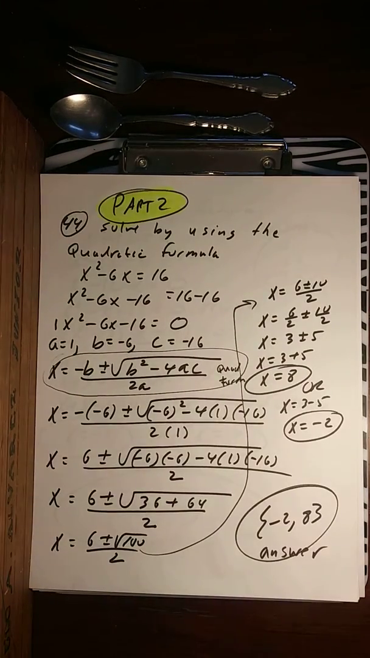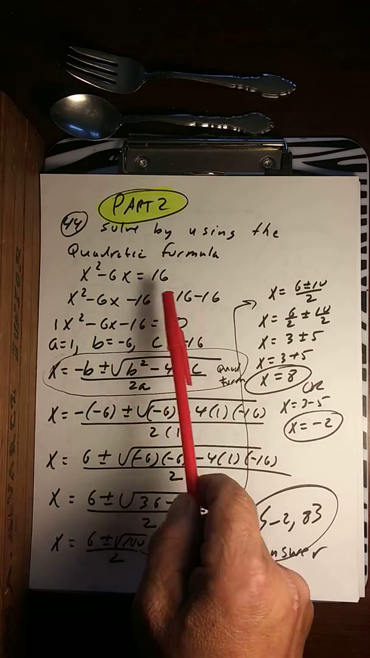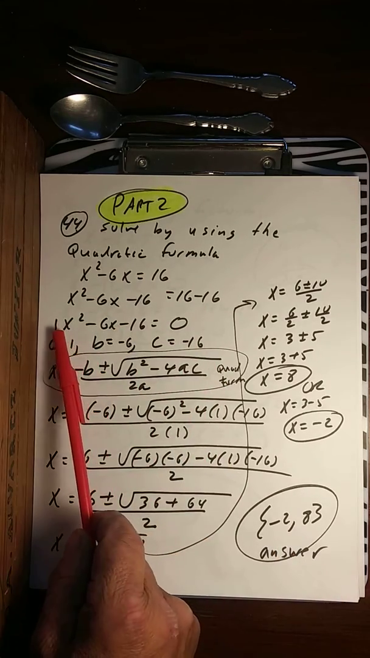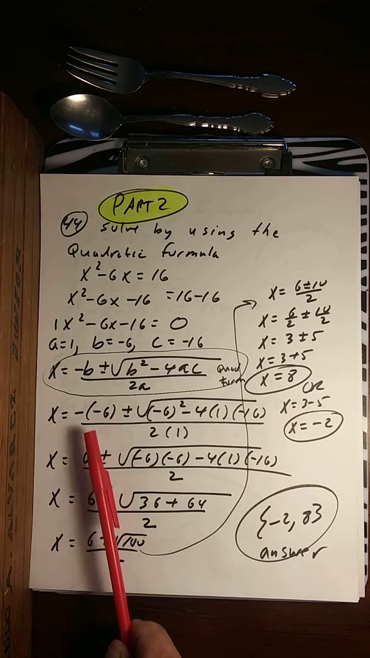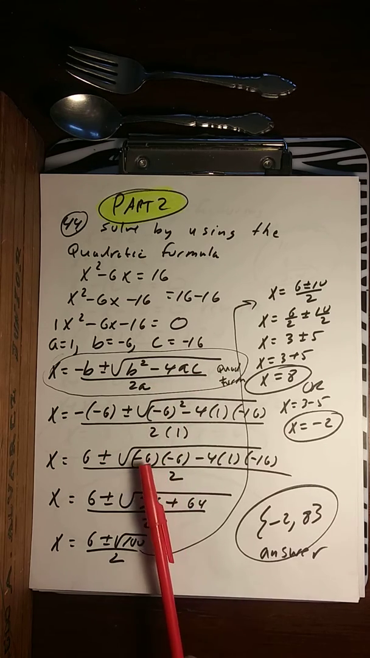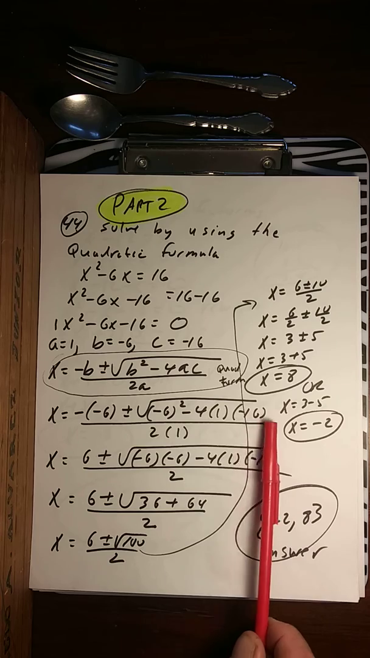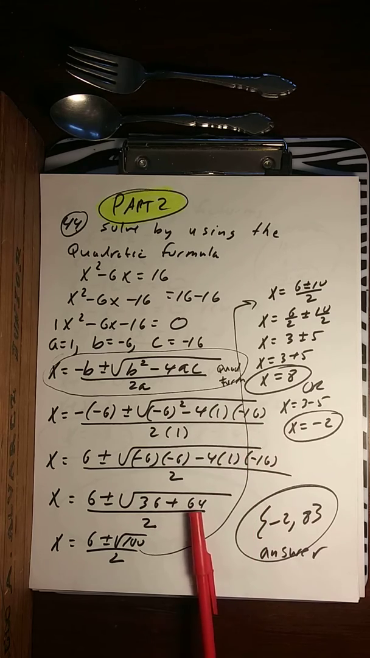Or we can do the quadratic formula. Same thing, set it up again, but this time we have 1, negative 6, negative 16. Put these numbers in the formula. So negative of negative is positive. Negative 6 squared is negative 6 times negative 6, which is plus 36. All these numbers together are going to be a plus 64.